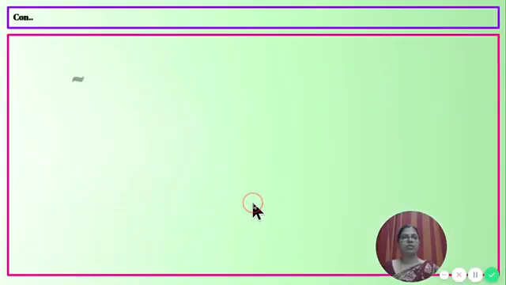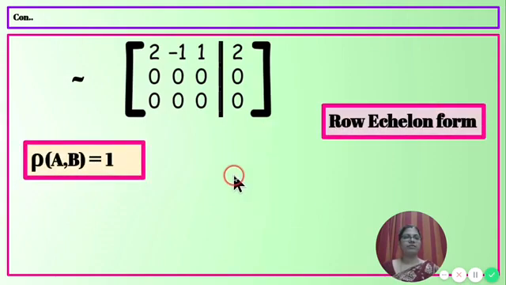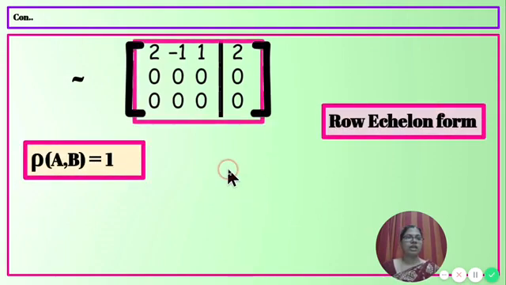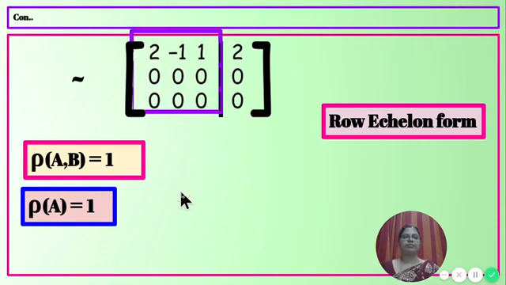So we have transformed the augmented matrix into a row echelon form. So now we can find the rank. The rank of A comma B is equal to 1 because we have one non-zero row. The rank of A is equal to 1 because we have one non-zero row.